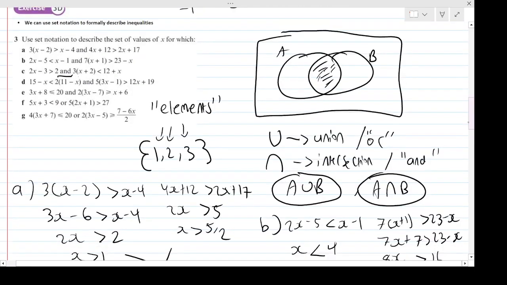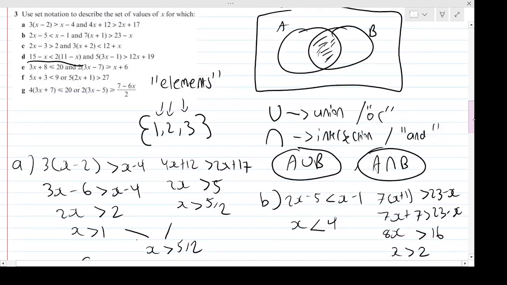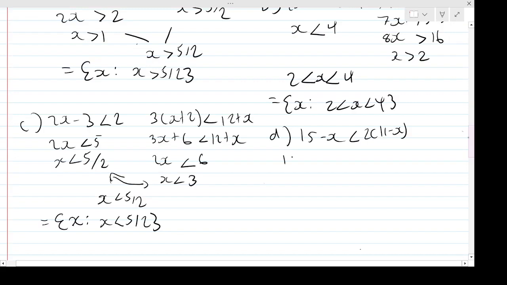Yeah, there we are. 15 minus x less than 2 lots of 11 minus x. Let's expand this. So 15 minus x is less than 22 minus 2x. Then I'm going to add 2x to both sides. So I'm going to have x plus 15, but I'm going to move the 15 to the other side to then get x less than 7.